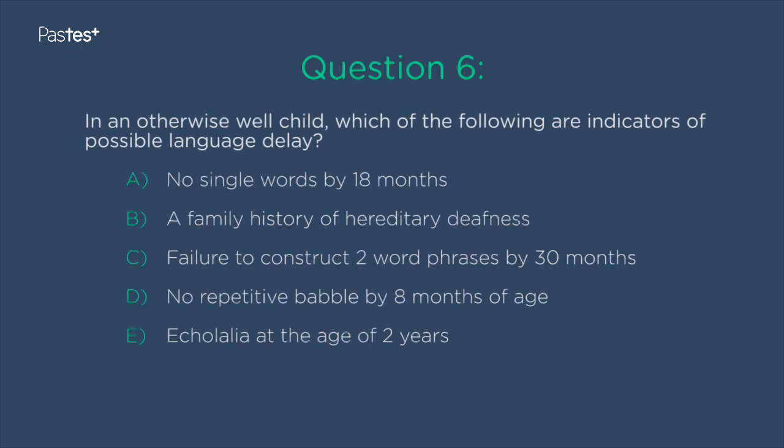Question 6. In an otherwise well child, which of the following are indicators of possible language delay? A, no single words by 18 months of age. B, a family history of hereditary deafness. C, failure to construct two-word phrases by 30 months. D, no repetitive babble by 8 months of age. E, echolalia at the age of 2 years.